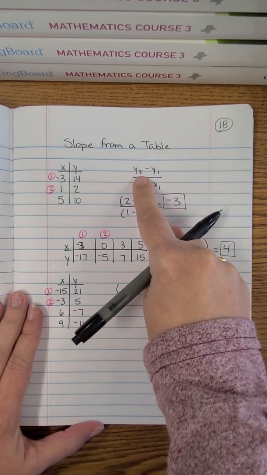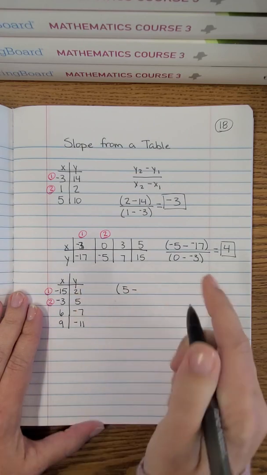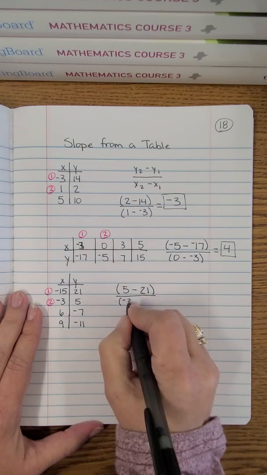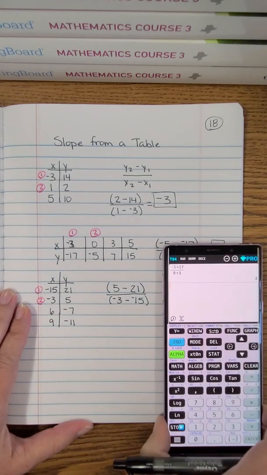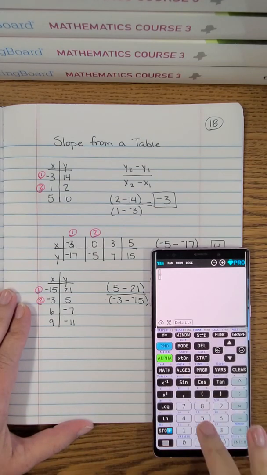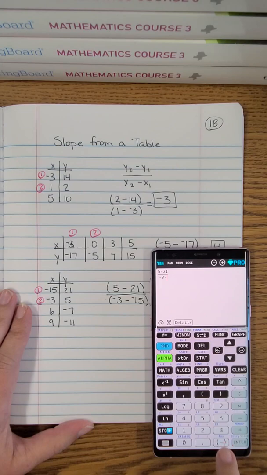So remember, we start with our y2. So y2 would be 5 minus y1 would be 21 over x2 is -3 minus x1 is -15. So again, I'm going to enter that into my calculator. So alpha y equals, numerator, denominator, 5 minus 21, down to the denominator, negative 3 minus, notice my minus is there, but as soon as I hit the negative, it's going to change that to a plus. Okay, so it still says minus, but as soon as I hit that negative, negative 15, it changes.